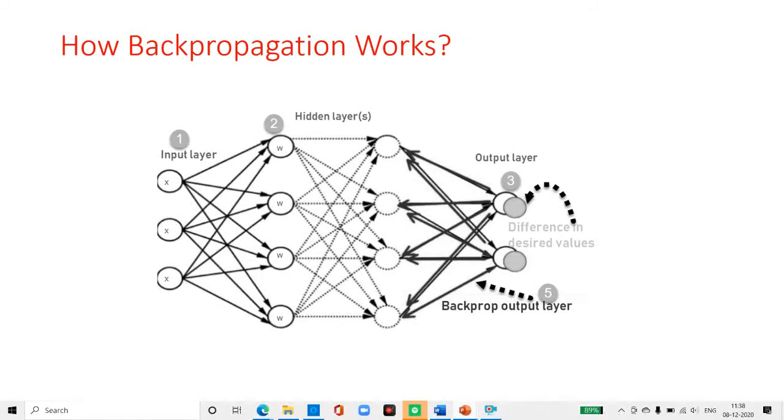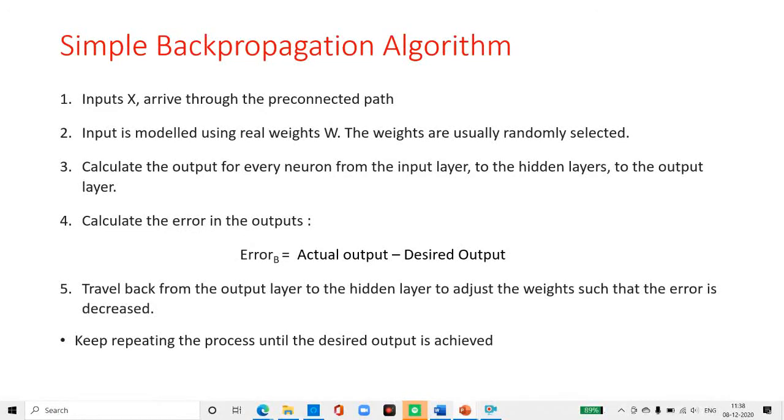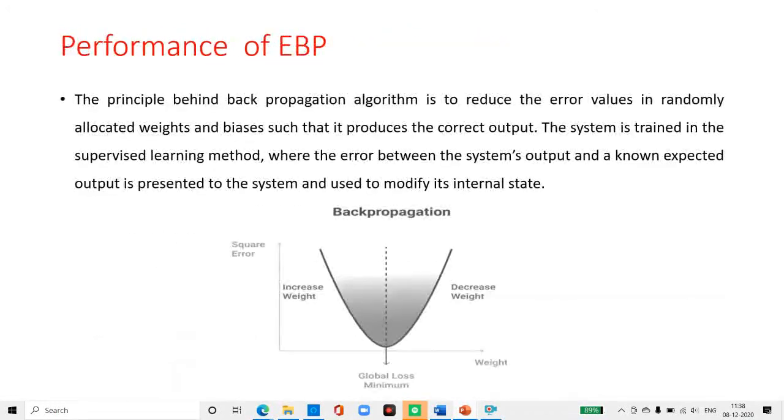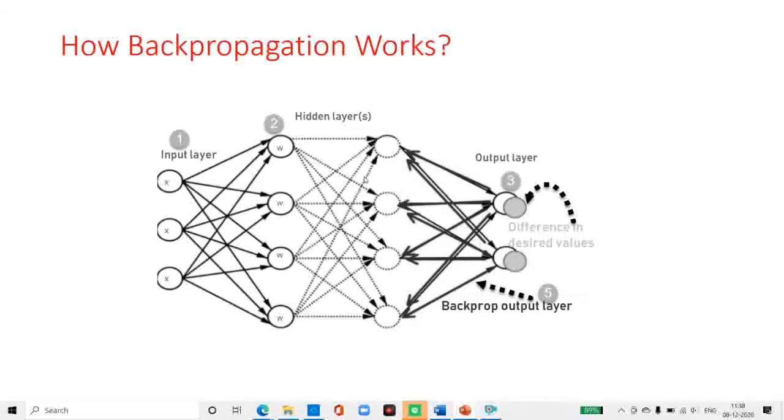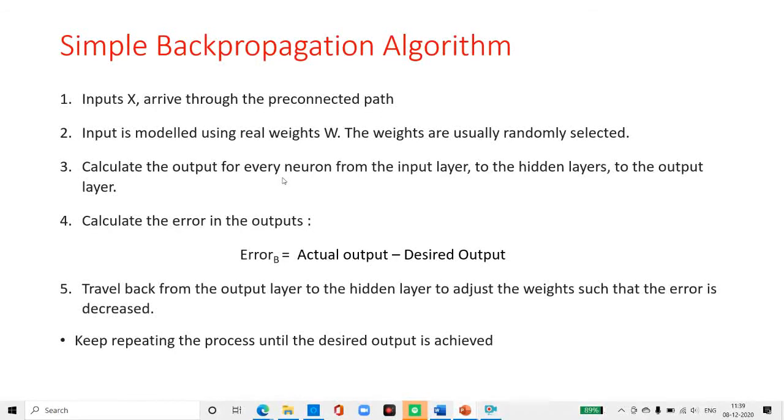Then, how backpropagation works. There is a simple algorithm for backpropagation. Consider this diagram. Here three layers are present: input layer, hidden layer and output layer. The input layer has some weight values, and then the hidden layer applies some activation function to generate some output value, the net output value, and then the final output value. So this is the simple backpropagation algorithm.